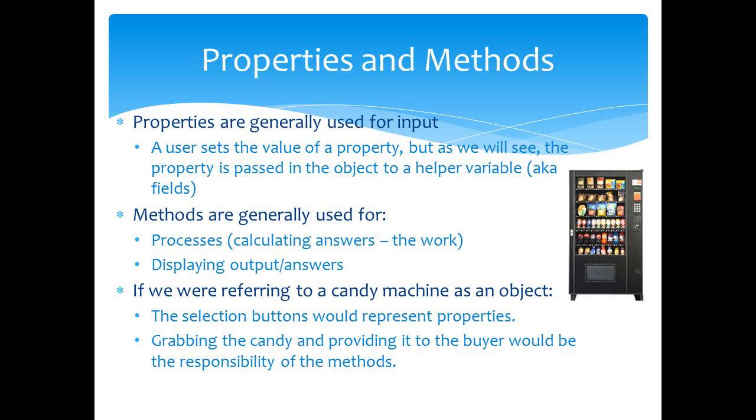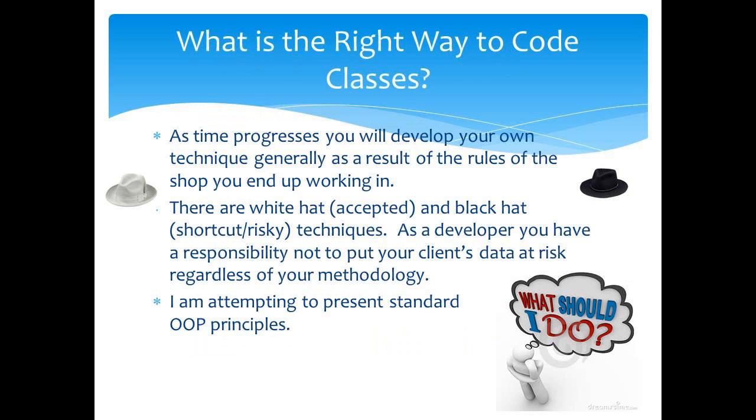As you're going to find out in the next section, there's a lot of different ways that we can code classes. As time progresses, you're going to develop your own techniques, generally as a result of the rules of the shop that you work with, or if you're your own boss, the rules that you establish yourself. We're going to find that there's white hat rules, which are the accepted rules, and black hat rules, which are sometimes shortcuts but are risky techniques.